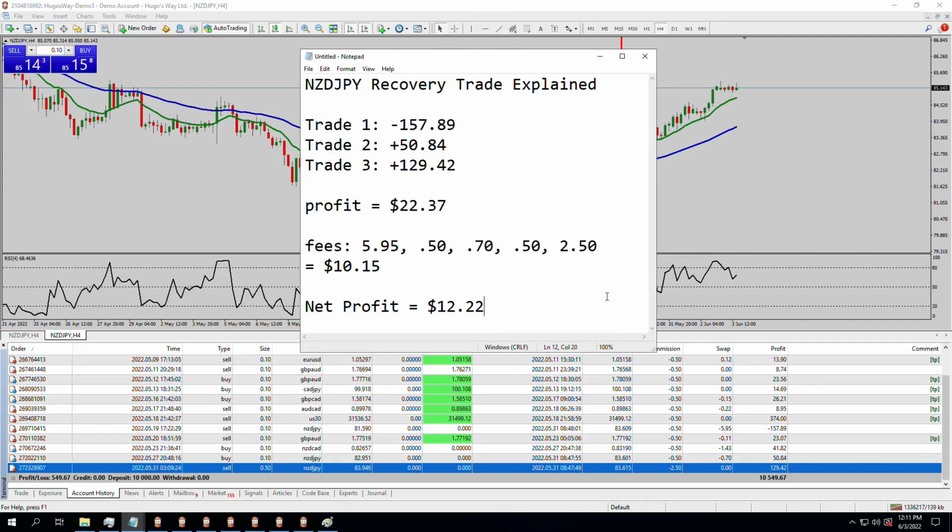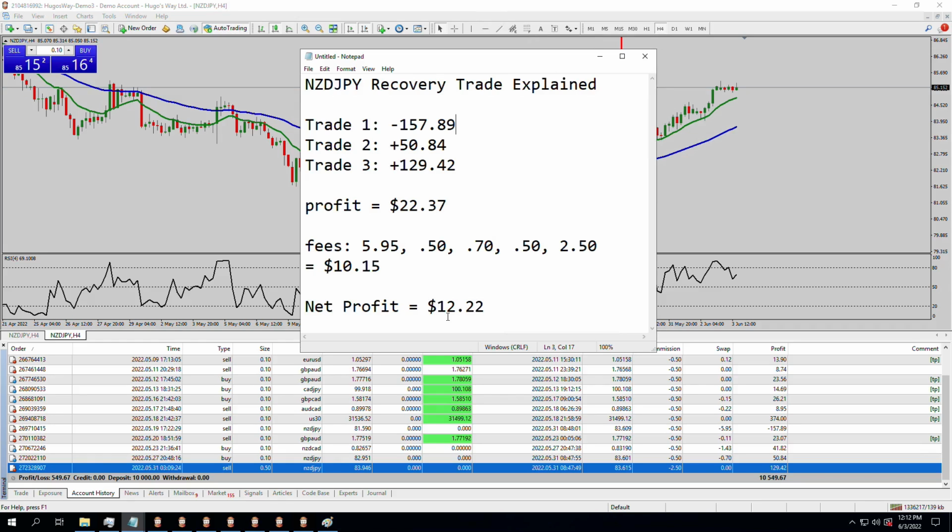So mathematically, trade number one went over $100 into a loss. So it was a $157.89 loss. Okay. But not really a loss, so watch my mathematics. I then went into two more trades, and I'll show you exactly what those were. So trade number two went into a $50.84 profit. Trade number three went into a $129.42 profit. That's a profit overall of $22.37. We had fees that equaled $10.15, so it gave me a net profit overall of $12.22.